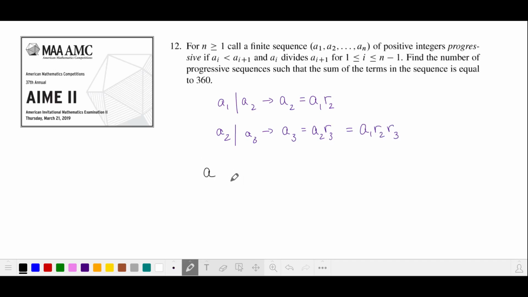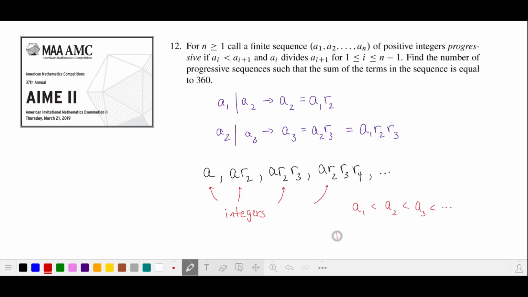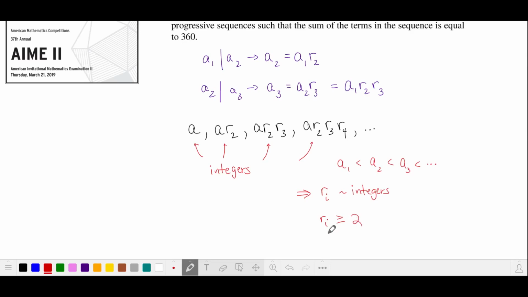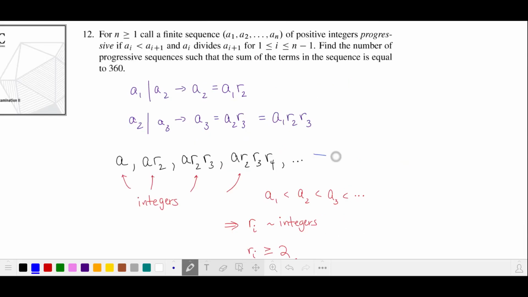We have our first number A. Our second number is A times some ratio R2. Since this divides our third number, it is A R2 times our next ratio R3, and so on. Since all of these numbers are integers, and our sequence is strictly increasing, our common ratios are also going to be integers, and they're all going to be greater than or equal to 2. We are interested in the sum of all these terms in our sequence.